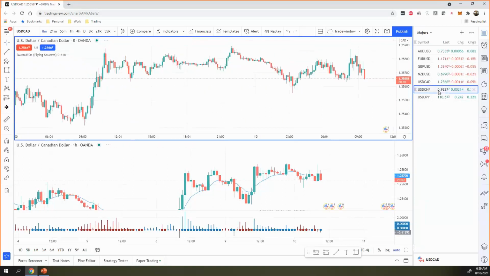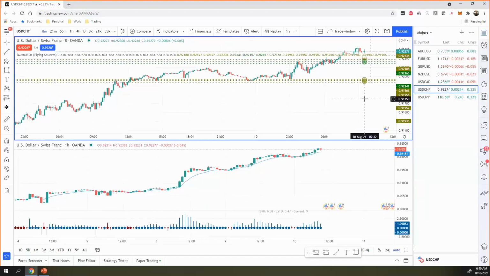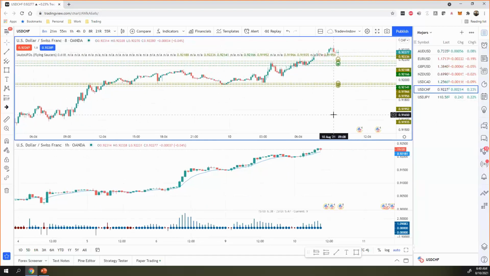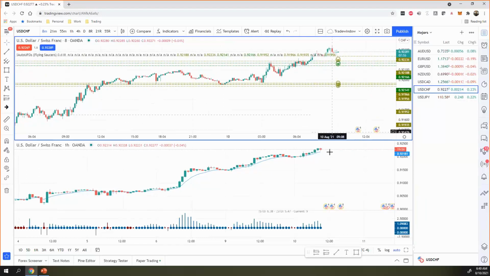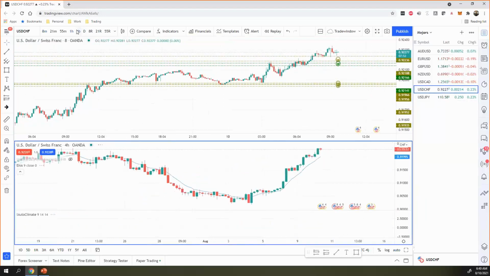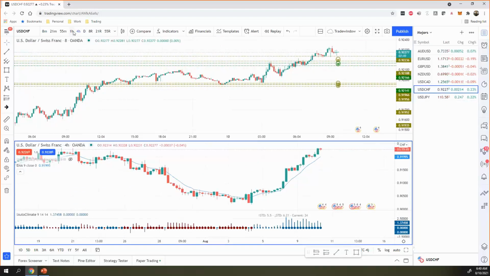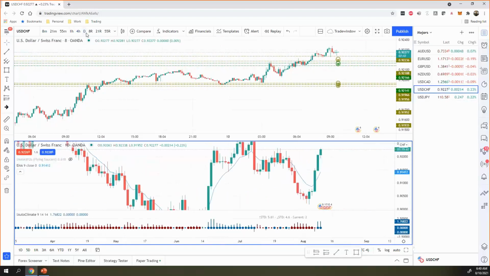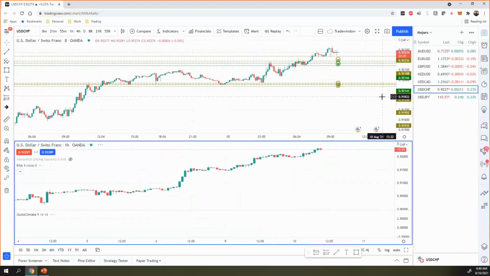Let's take a look at USD Swiss franc. We're looking at extended climate there. Let's see what the 4-hour looks like. Extended climate there, daily. All right, second day out of typically 6. However, it's so far from the ATR that I'm just not going to look at it anymore.